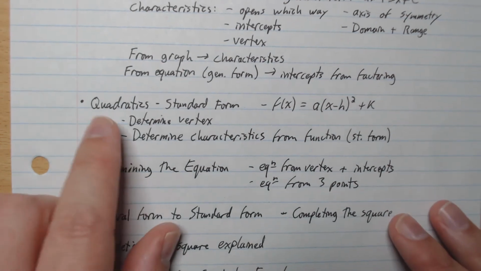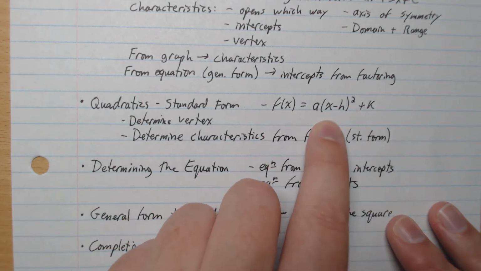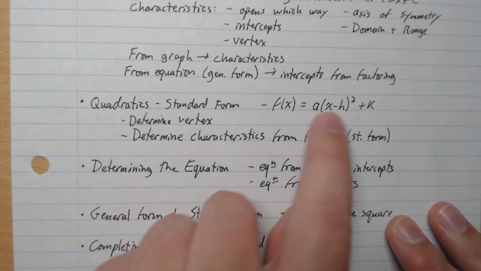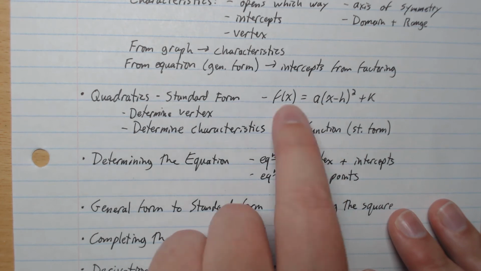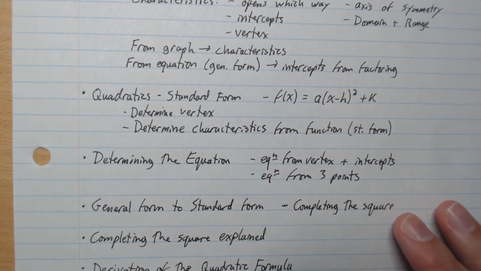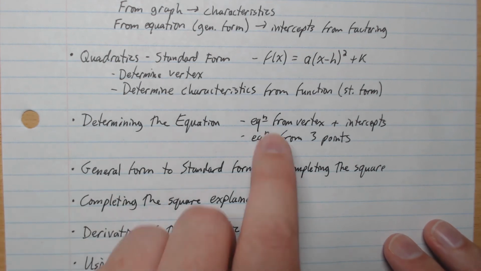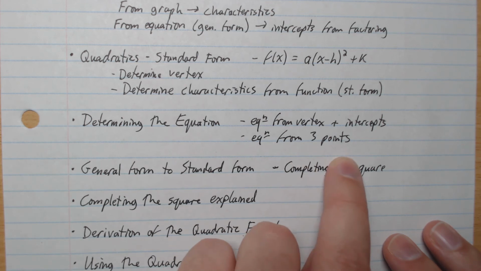In the next video, quadratics standard form, this is our standard form here, f of x equals a times (x minus h) squared plus k. So we determined the vertex and we determined the same characteristics here from that function in standard form. Next, we determined the equation from vertex and intercepts, and we also determined the equation from 3 points.